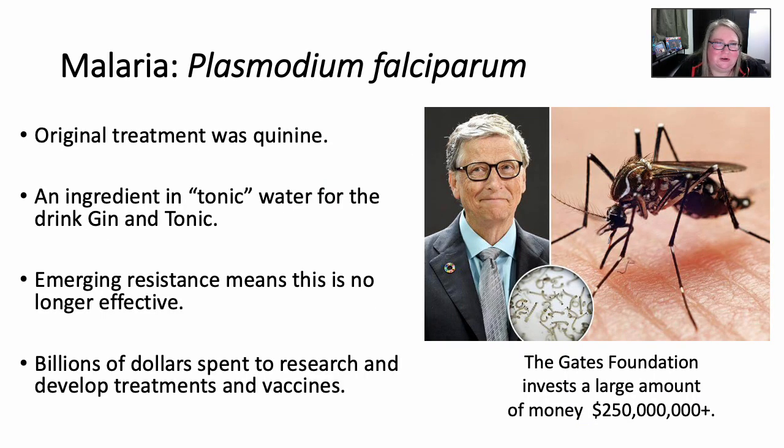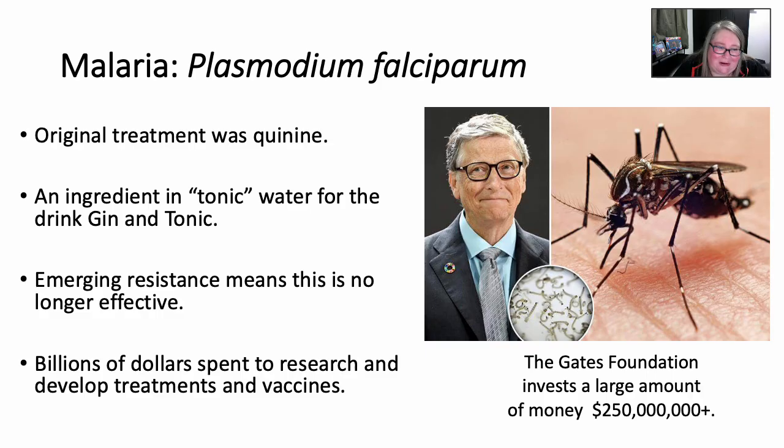Okay, so one of the original treatments for malaria was quinine. Now, the interesting thing about quinine is that it's an ingredient in the tonic part of the alcoholic drink gin and tonic. Okay, so people who sometimes drink gin and tonics are sometimes going to joke that they are preventing themselves from getting malaria. But the thing is, because of evolution in the parasite and genetic diversity, Plasmodium falciparum has actually become resistant to quinine, and it's no longer an effective way to treat it.